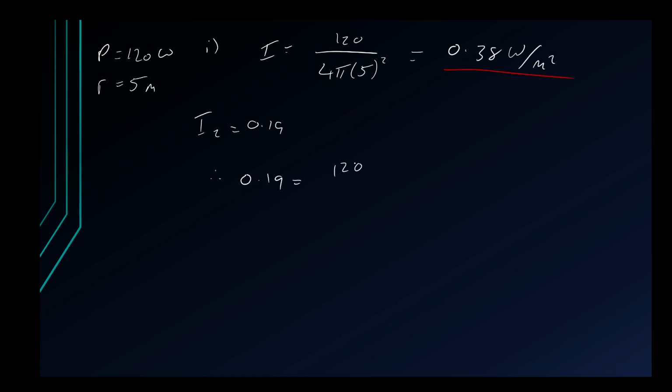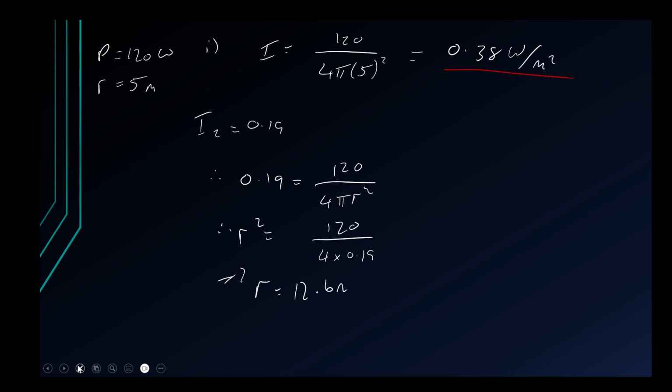So 0.19 is 120 over 4 pi r squared. So multiplying the r squared over, we get r squared is 120 divided by 4 pi times 0.19. So I'm taking the square root of that. So what we'll do is 120 over 4 pi times 0.19, square root of that, and we actually get about 12.6 meters. So not fully as expected, but because there's obviously other scaling factors in there as well. So at a distance of 12.6 meters, the intensity will decrease.